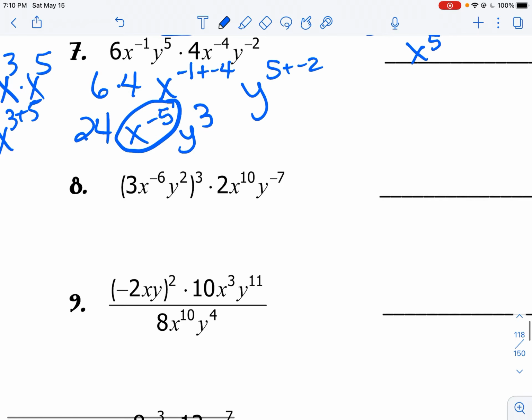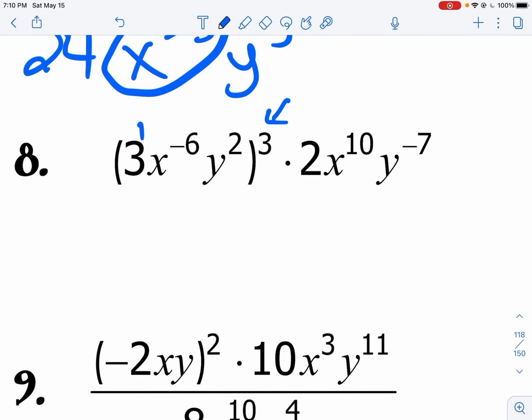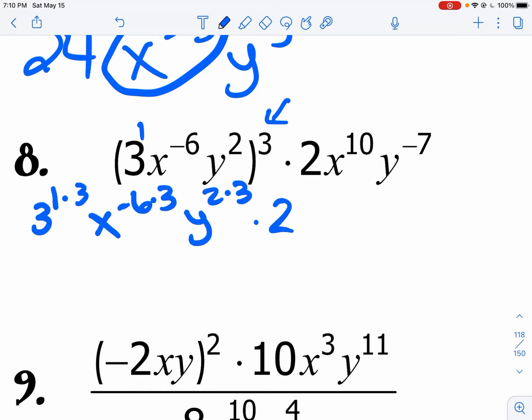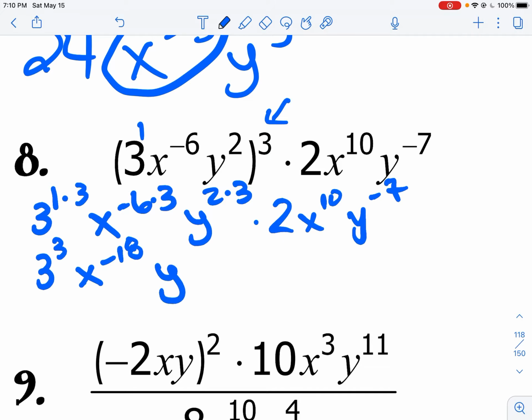Okay, next one. Again, before we can do multiplication, we have to deal with this exponent. There is a little 1 right there. So I have 3 to the 1 times 3, x to the negative 6 times 3, y to the 2 times 3, times 2, x to the 10th, y to the negative 7th. So I have 3 to the 3rd, x to the negative 18, y to the 6th, times 2, x to the 10th, y to the negative 7th.